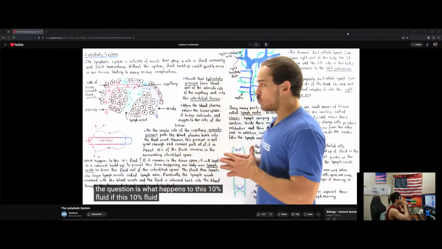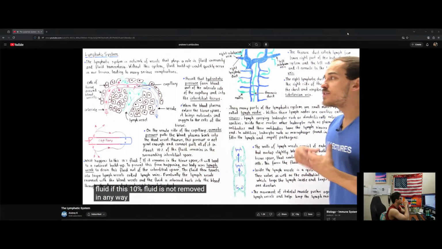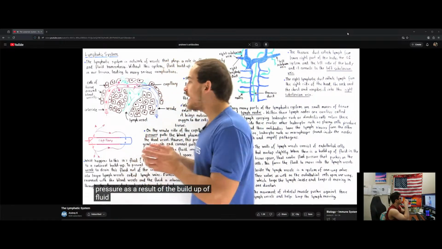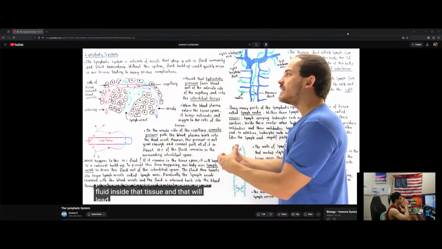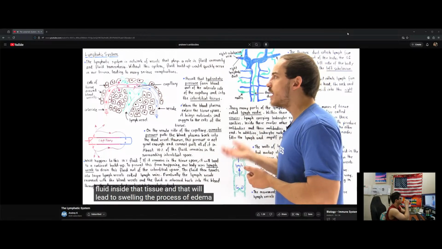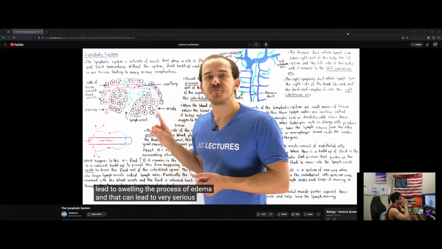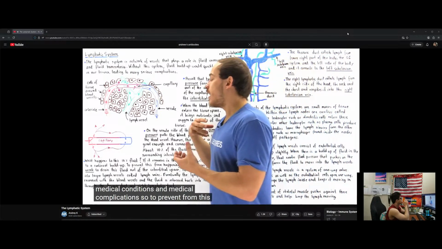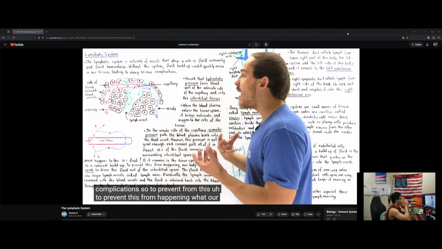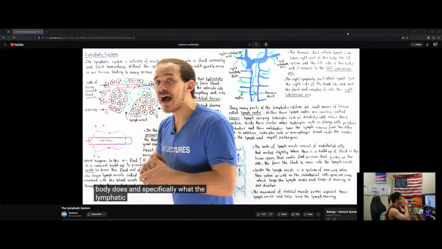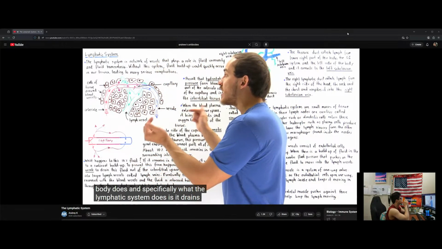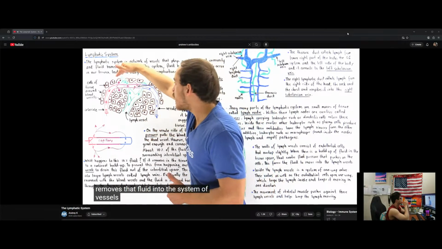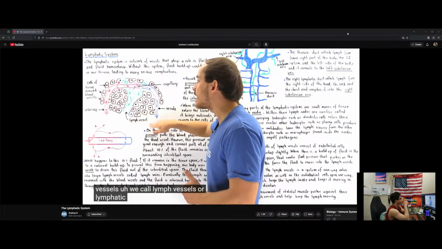If this 10% fluid is not removed in any way, there will be a buildup of pressure as a result of the buildup of fluid inside that tissue, and that will lead to swelling, the process of edema, and that can lead to very serious medical conditions and medical complications. So to prevent this from happening, what our body does, and specifically what the lymphatic system does, is it drains and removes that fluid into the system of vessels we call lymph vessels or lymphatic vessels.